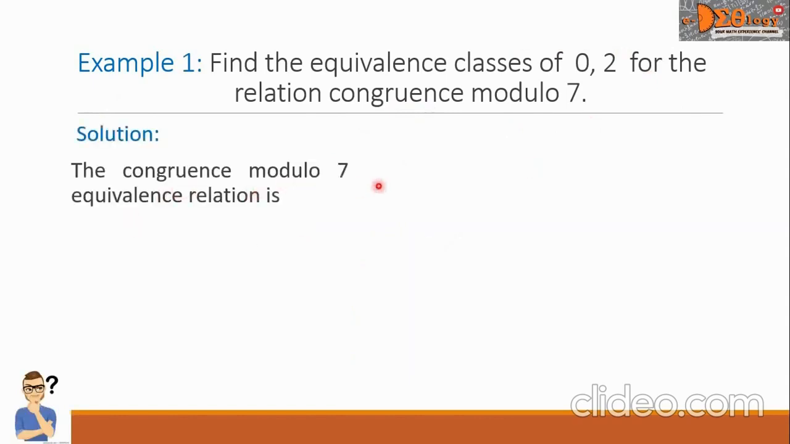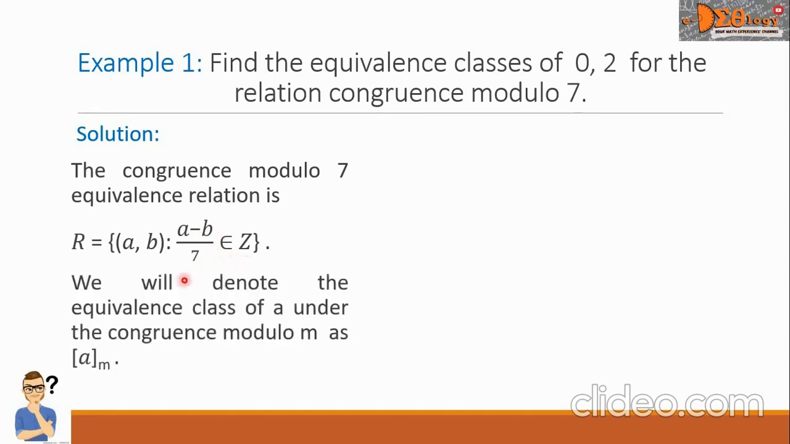The congruence modulo 7 equivalence relation is defined by this: R equals the ordered pair (a, b) such that (a minus b) divided by 7 is an element of the integers Z. We will denote the equivalence class of a under the congruence modulo m with this notation: a is enclosed in square brackets and a subscript m is given.